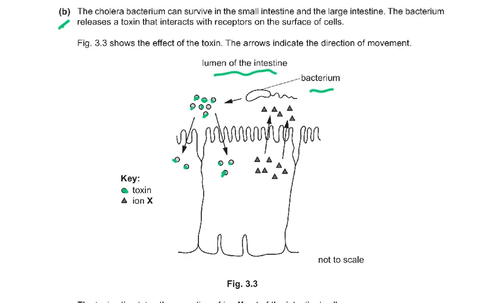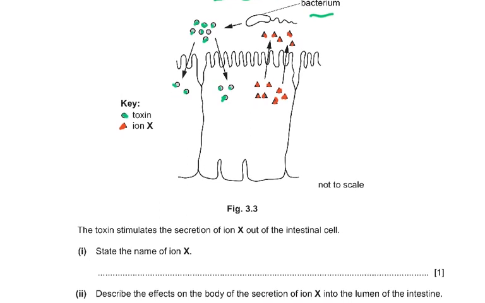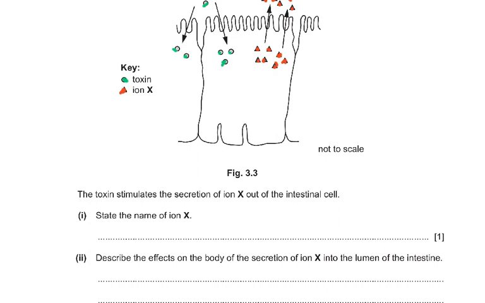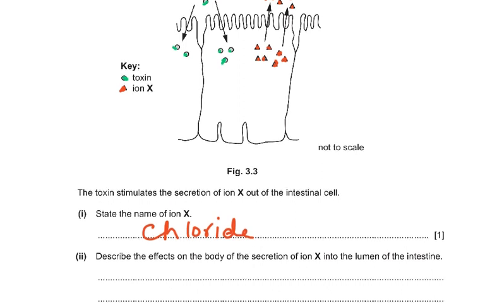And then what do we have in the triangle? The triangle is ion X. So this is the triangle. You can see this here, this here, this here. I'm just coloring it so you all can see it. Now it says the toxin stimulates the secretion of ion X out of the intestinal cell. State the name of ion X. Chloride ions.